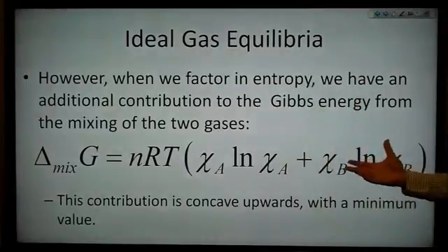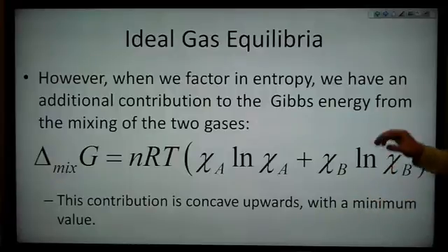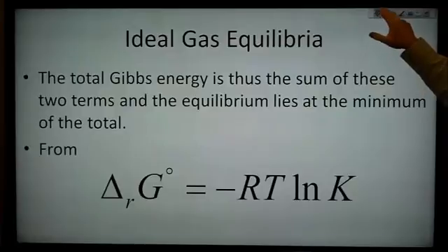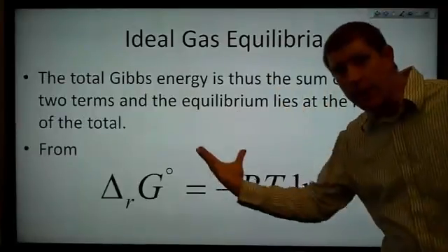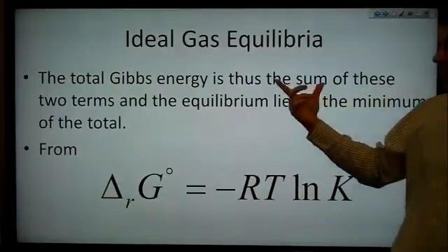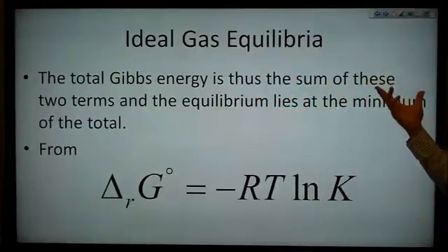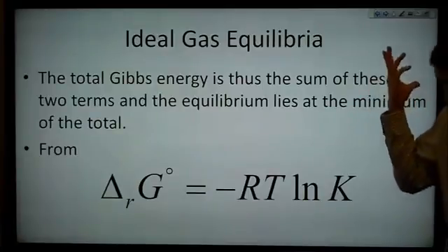Now this contribution is concave upwards with a minimum value, and so that's the mixing curve that I showed on the plot a few slides back. That means that now our total Gibbs energy is the sum of these two terms, and our equilibrium lies at the minimum of the total of those two.